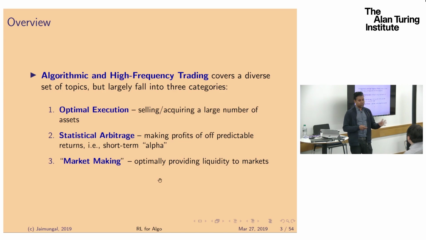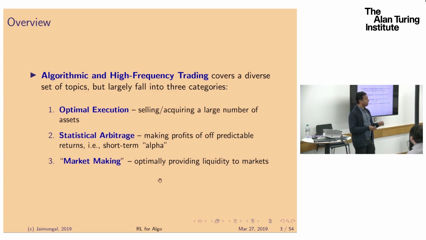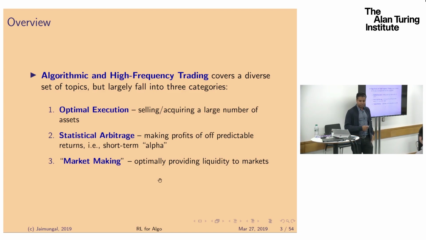So if you do it very fast, you're pretty sure what price you will get, but you'll have a very large price impact. If you do it very slowly, you'll have little price impact, but then there's all this uncertainty in what the future prices will be. And balancing those two things is a delicate problem.